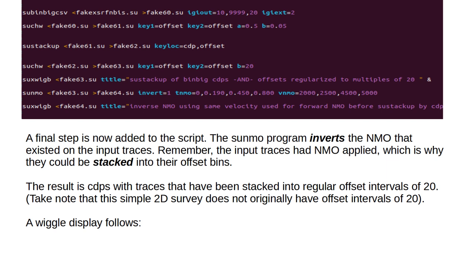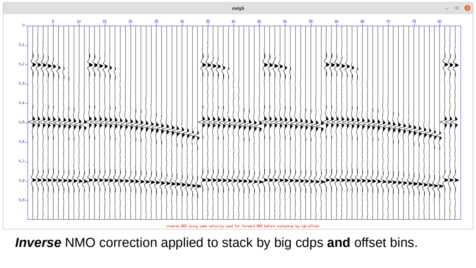The SU NMO program inverts the NMO that existed on the input traces. Remember, the input traces had NMO applied, which is why they could be stacked into their offset bins. The result is CDPs with traces that have been stacked into regular offset intervals of 20. Take note that this simple 2D survey does not originally have offset intervals of 20. A wiggle display follows. Inverse NMO correction applied to stack by big CDPs and offset bins.